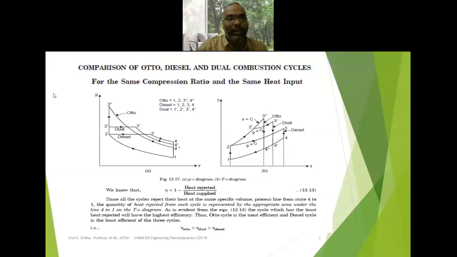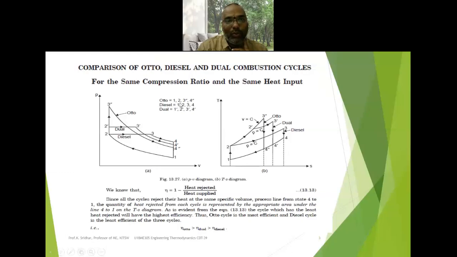So now the important condition is given: the same compression ratio and similarly the same heat input. For the same compression ratio, here 1 to 2 is the compression. So the compression ratio should be same for the Otto cycle, diesel cycle as well as for the dual cycle. So by keeping the same compression ratio, how can you plot these three different cycles? Here I have drawn the three different cycles on PV and TS diagram. To avoid the confusion I have written very clearly which one is representing what.